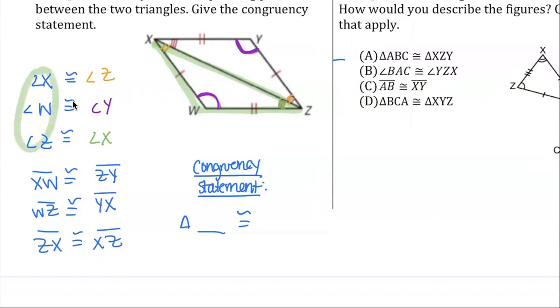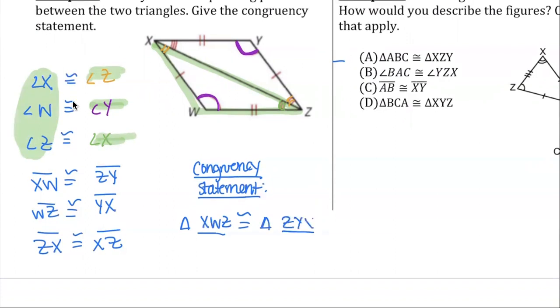So if I stay within my green triangle, I'm going to start with my green angles. If we go XWZ, that means when I list out the letters for my second triangle, we have to go in the same order. So if I went X, then W, then Z, then I have to go Z to Y to X. It has to be listed there. So we'd say Z, Y, X. And then this would be our congruency statement.